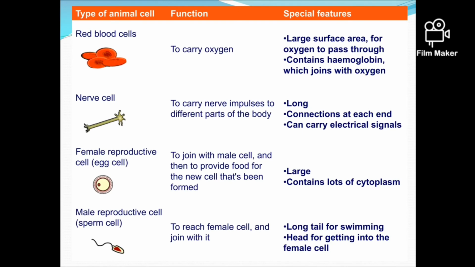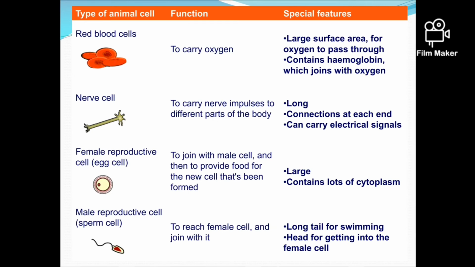Now I will elaborate on the functions and special features of some types of animal cells. First, red blood cells. The function is to carry oxygen, and they have special features like a large surface area for oxygen to pass through, and they contain hemoglobin which joins with oxygen. Next, nerve cell. The function is to carry nerve impulses to different parts of the body, and the special features would be that it is long, has connections at each end and can carry electrical signals.